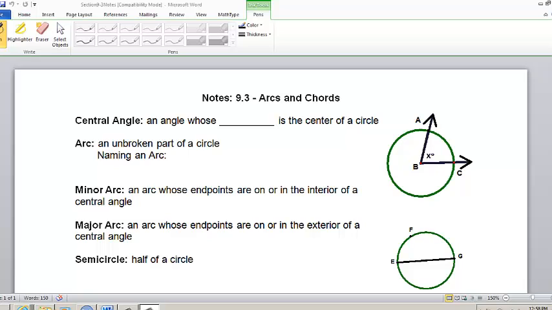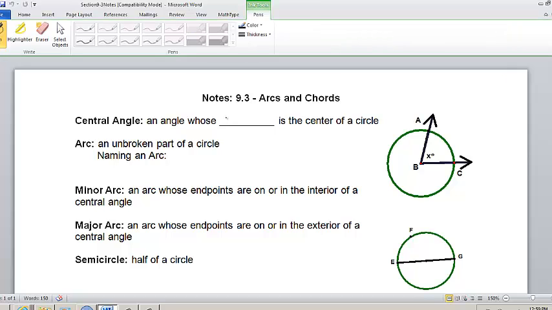Okay, so we started talking about circles and tangent lines and secant lines. Now we're going to talk about arcs and chords and their measures. The first thing we want to look at are central angles. A central angle is just an angle whose vertex is the center of the circle. So angle ABC would be a central angle in this picture.